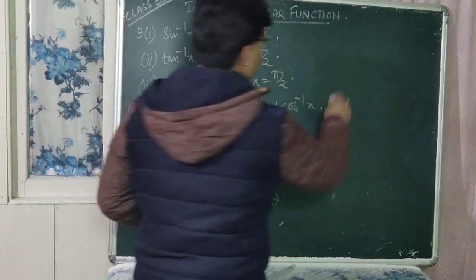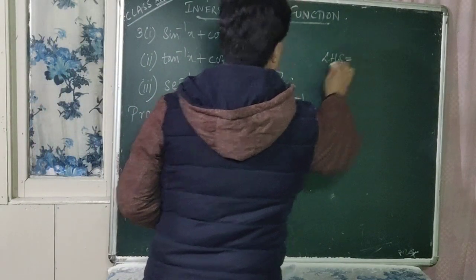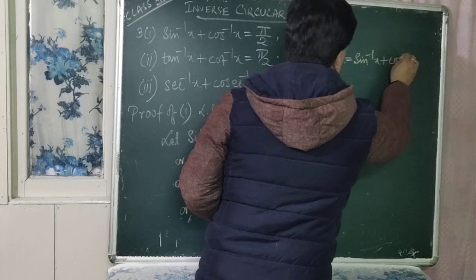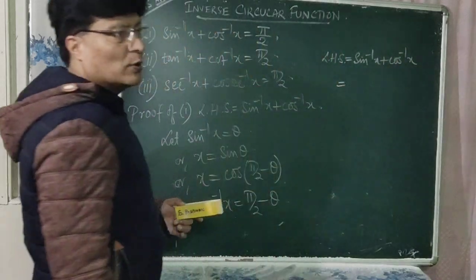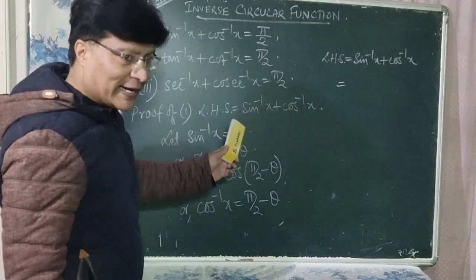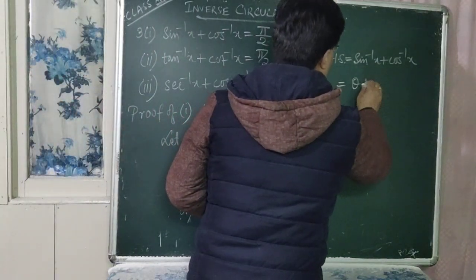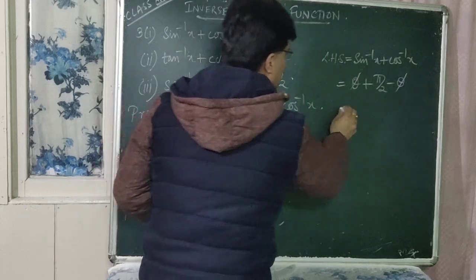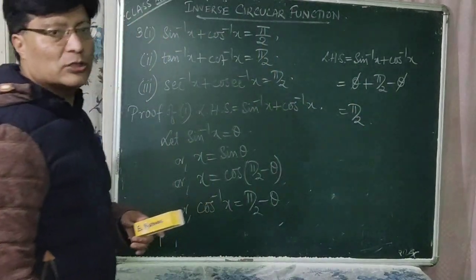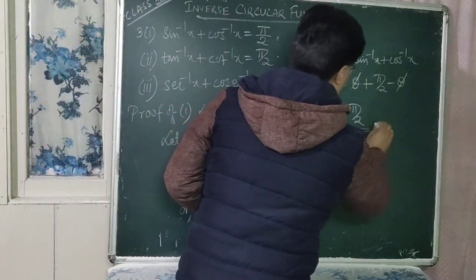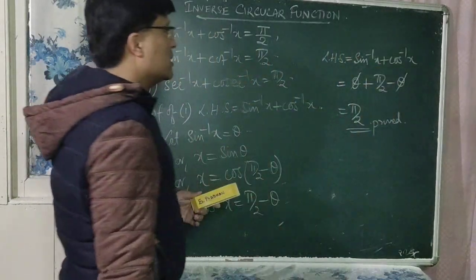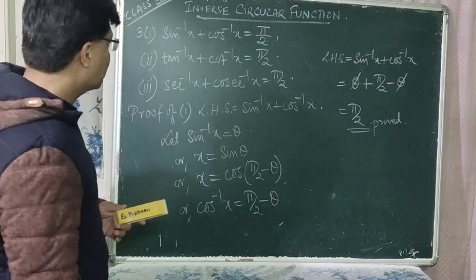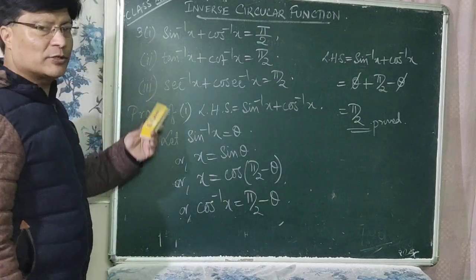Now left hand side. Again you copy this left hand side: sin inverse x plus cos inverse x is equal to, sin inverse x we had assumed theta, theta plus, what is cos inverse x? Pi by 2 minus theta, right? So your theta gets cancelled, which is equal to pi by 2. Proved, right? So sin inverse x plus cos inverse x is equal to pi by 2. Proved. Okay? So similarly you can prove number 2 and number 3.